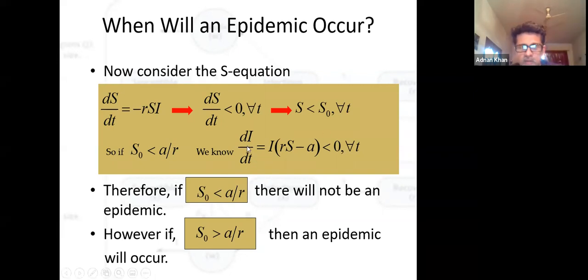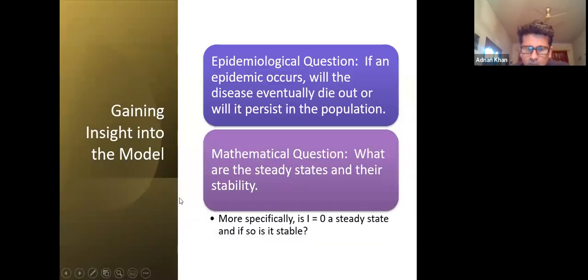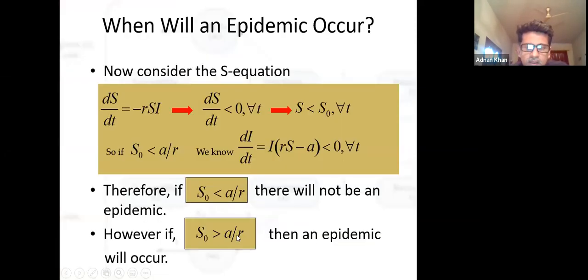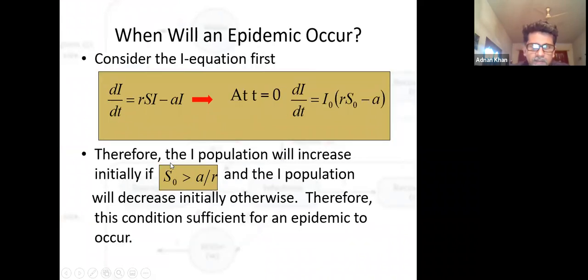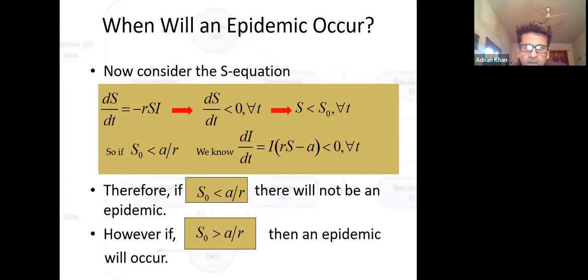I hope I'm not going too fast. It's a mouthful. The idea is very simple, but here's the condition. We saw that if S naught was greater than A upon R, then we have an epidemic, and that was the previous slide. And in this slide, we saw that if S naught was less than A upon R, then this derivative is negative, which means initially I will start declining. Okay. So this is a very interesting thing to see.